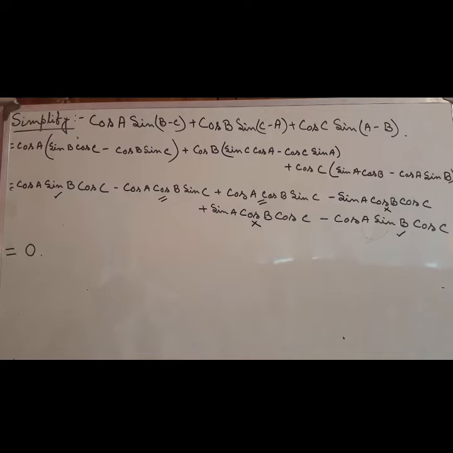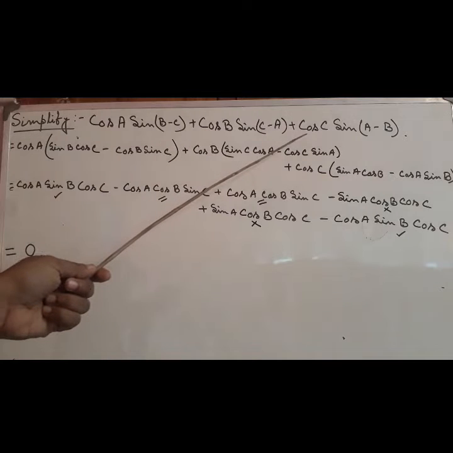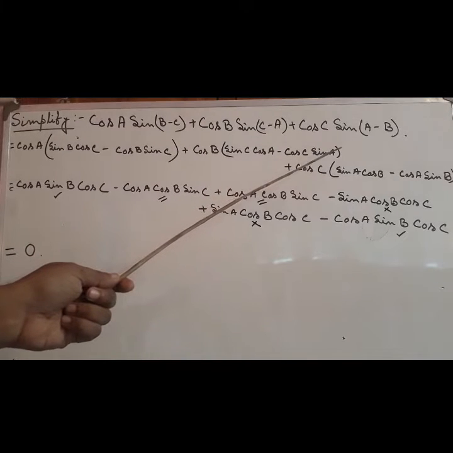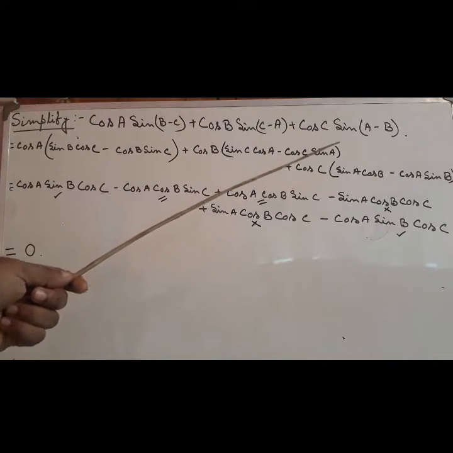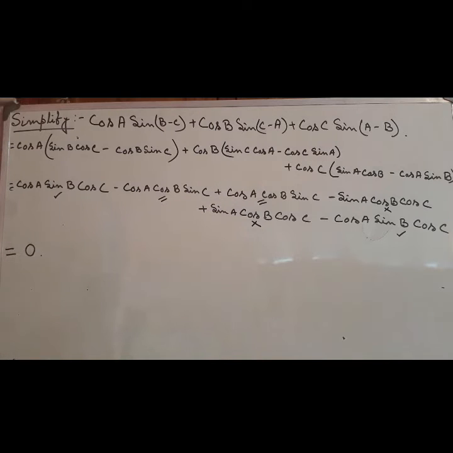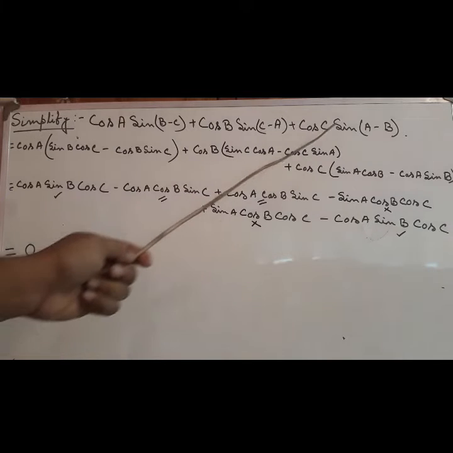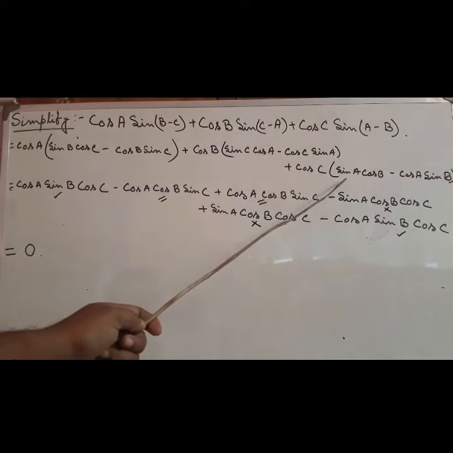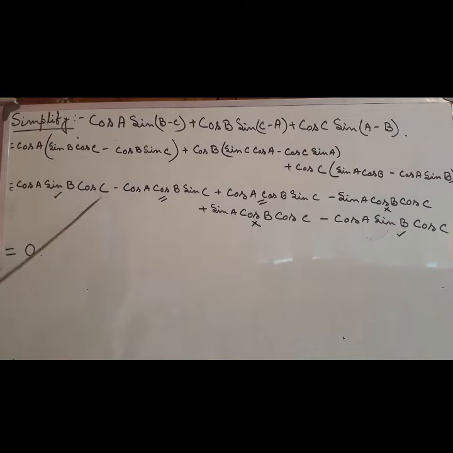A simplification is given: cos A sin B minus C plus cos B sin C minus A plus cos C sin A minus B. We have to find the simplified value of this expression. So very easy. At first we expand this sin B minus C by using the formula of sin A minus B, that is sin A cos B minus cos A sin B. After that we expand this sin C minus A and then sin A minus B, then multiply it.